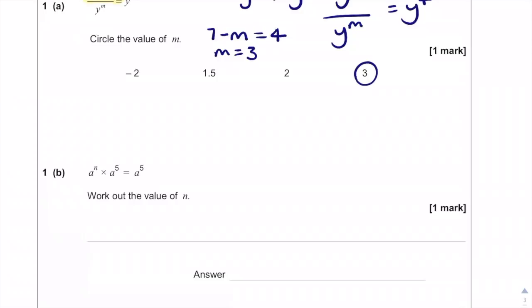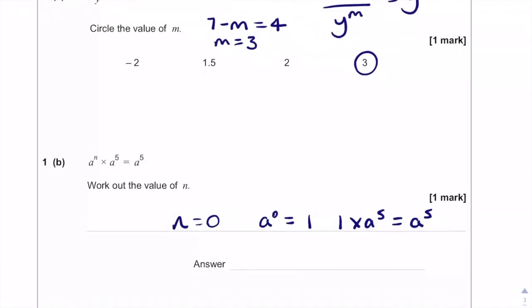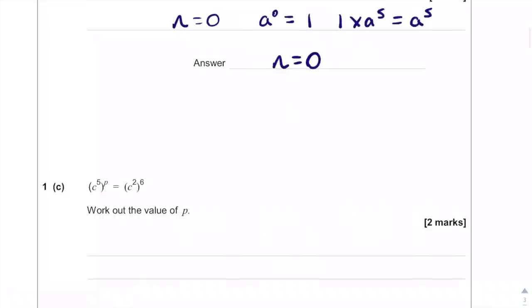Part B says a to the power of n times a to the power of 5 equals a to the power of 5. Work out the value of n. Well, in this case, n must be 0, because we would get a to the power of 0, which is 1, and then it would just be 1 times a to the power of 5, which is a to the power of 5. So n equals 0.